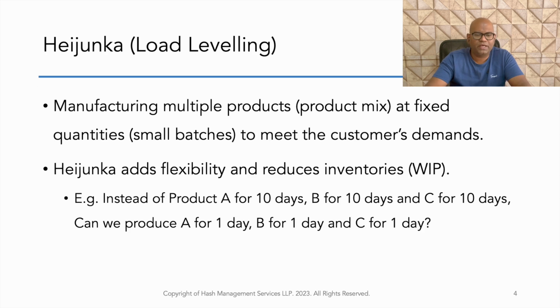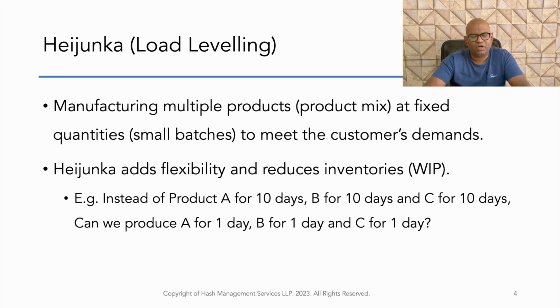So what is Heijunka? Heijunka means load leveling. That is, if a company has multiple products, how smoothly can I manufacture these different products in such a way that I can serve all the customers. Heijunka adds more flexibility and reduces inventories. Heijunka focuses on manufacturing small batches of all these different products so that the customer's demand can be met.